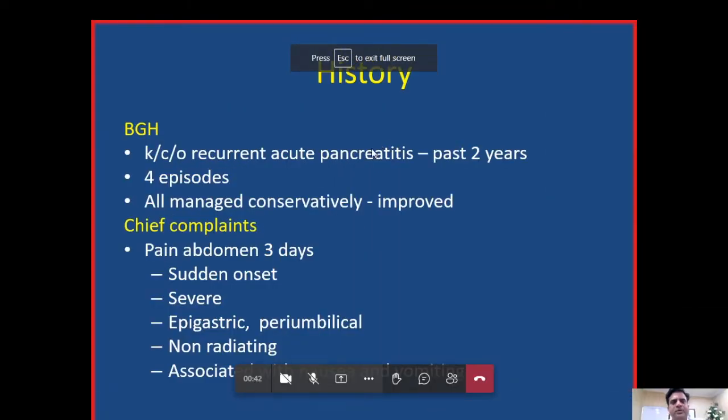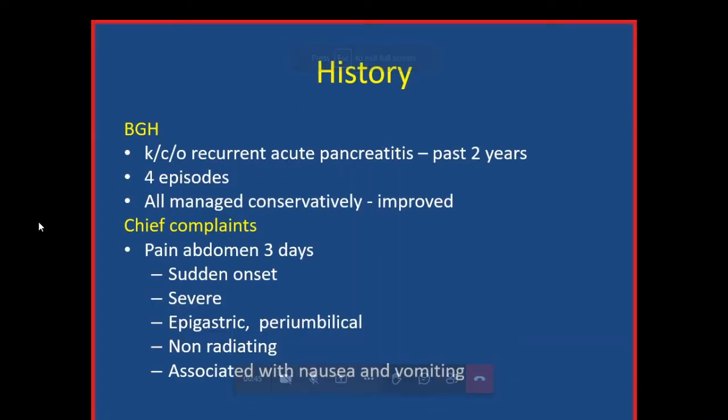Mainly, she came to us with recurrent episodes of pain abdomen. By the time she presented to us, she had had 4 discrete episodes of pain abdomen, and each time she was diagnosed outside as acute pancreatitis. Fortunately, each one was mild in nature and managed conservatively outside. Now, on the 5th episode, she came to us with pain abdomen of 3 days duration, classically located in the epigastric region.